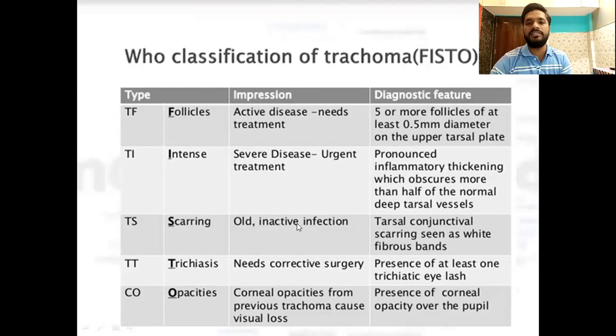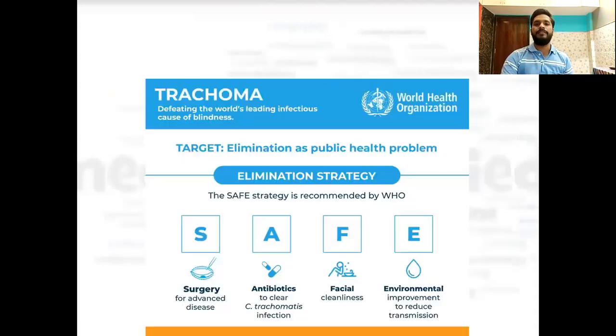Scarring will say that this trachoma is old and inactive infection. Whereas trichiasis needs corrective surgery. Trichiasis means presence of at least one trichiatic eyelash. If there is at least one trichiatic eyelash present, we call it as a trichiasis. Whereas opacities, corneal opacities from previous trachoma causes visual loss. So that is how the FISTO classification is there.